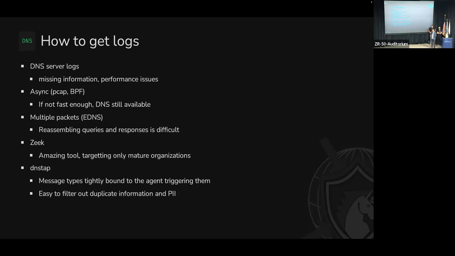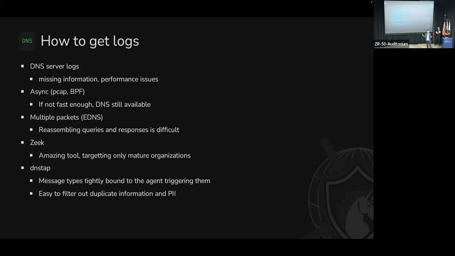Then we can go async, we can use pcap or BPF. But the problem with that is that those logs are complex to act upon for correlation. However, if something breaks there, at least DNS is still available and we won't lose our jobs. Then we can go the EDNS approach and have multiple packets, but reassembling the queries and responses, like having a full picture of what happened, is pretty difficult, and this is all that we care about in security.